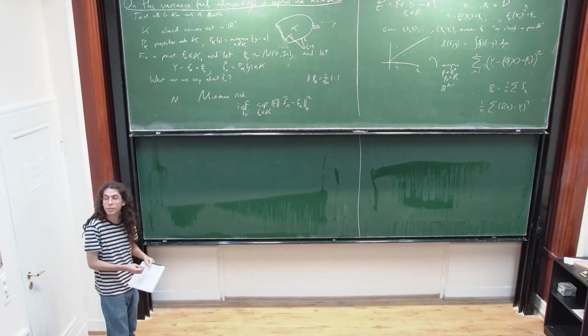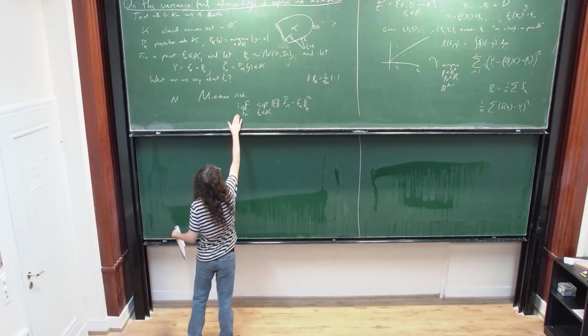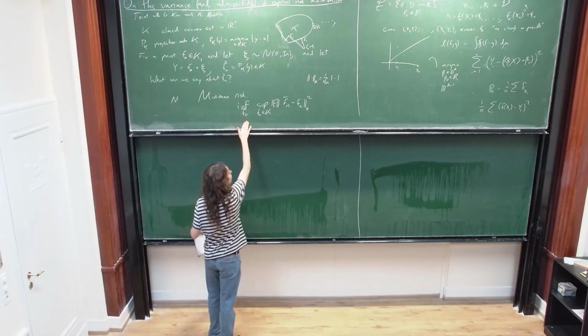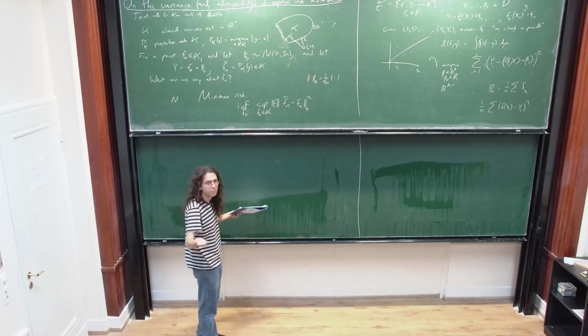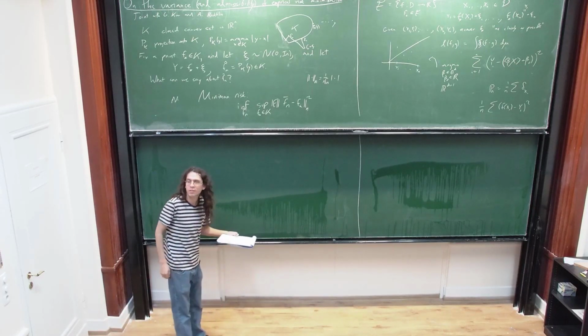So what is Fn bar? This is any estimator. The minimax risk is the infimum over all possible estimators, which are all functions from Rn to Rn, basically, or Rn to K if you want proper estimators. All functions.